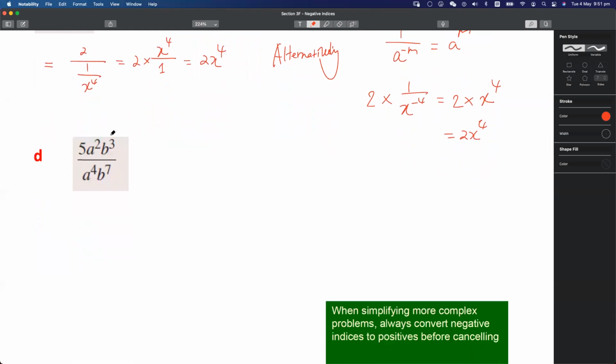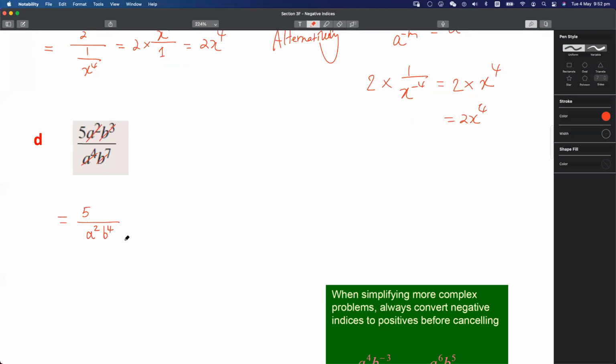Next one. All of them are positive, but they are not simplified. So we need to simplify them. So 5 stays here. And a to the power of 2 on the top, a to the power of 4 on the bottom, so this could be canceled out. On the top it is gone, but on the bottom it is left with a to the power of 2. Then b cubed and b to the power of 7, to simplify that, leaves us with b to the power of 4. Okay, so that's your final answer.